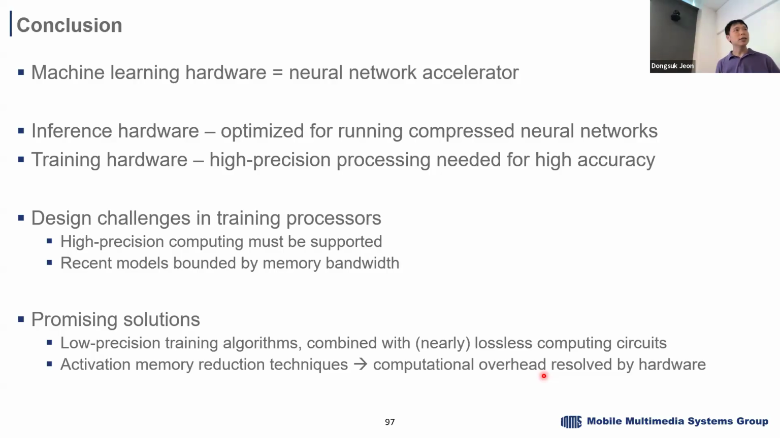Also, memory bandwidth is very difficult to solve. There are some promising solutions. People are still trying to further reduce the required precision for neural network training, or we can also apply some activation memory reduction techniques that I discussed earlier, or you can maybe look into the neural computing direction too. Okay, so that's all I have today, and thank you very much for your attention.